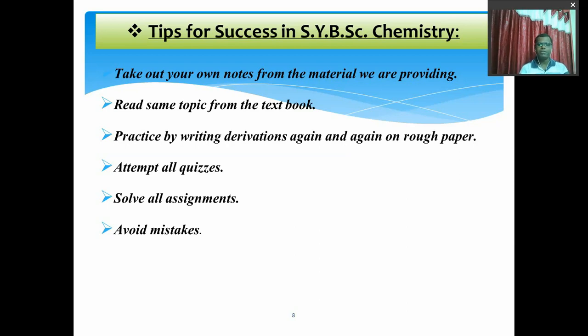This is the one way process. If you are having doubts, you can communicate these doubts, you can ask these doubts, and definitely we will try to solve this.